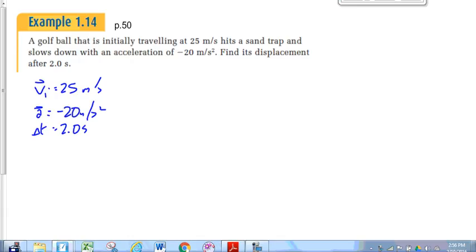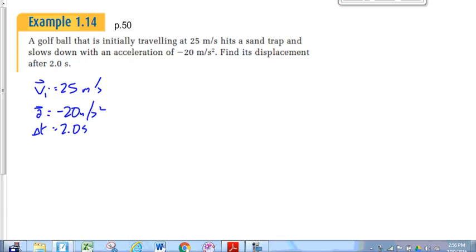VF is equal to 0. How many people agree with that? Okay, lots of people. Where does it say that? Where does it say VF is equal to 0? Ethan? Okay, yeah, it's a sand trap and it slows down. It doesn't really say what to.